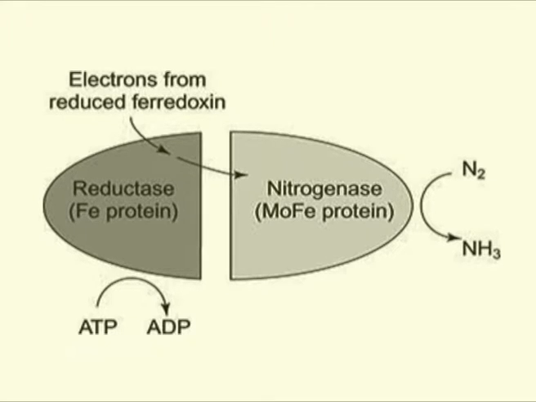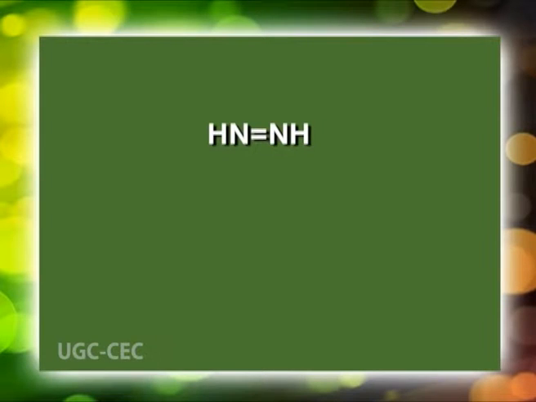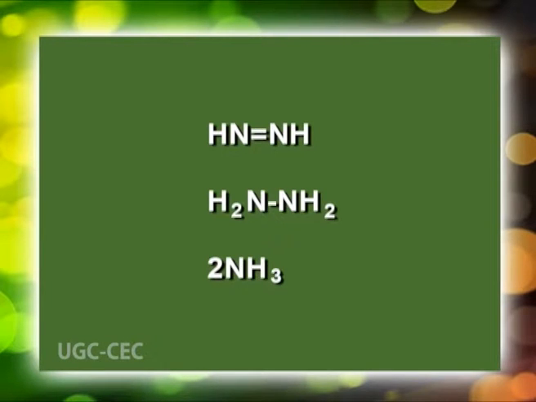The iron protein is first reduced by electrons donated by Ferredoxin. Then the reduced iron protein binds to ATP and reduces the molybdenum iron protein, which donates electrons to nitrogen, producing NH=NH. In 2 further cycles of this process, each requiring electrons donated by Ferredoxin, NH=NH is reduced to NH2-NH2, and this in turn is reduced to 2 molecules of ammonia.